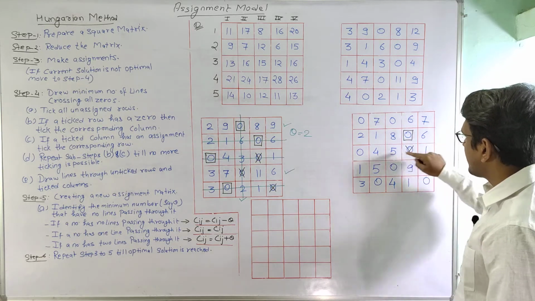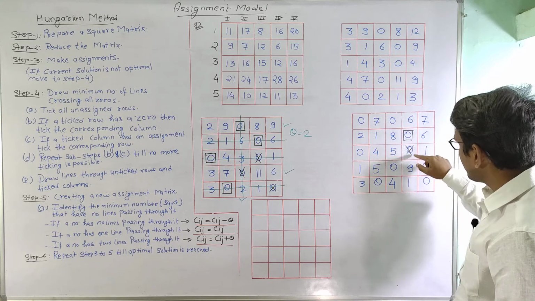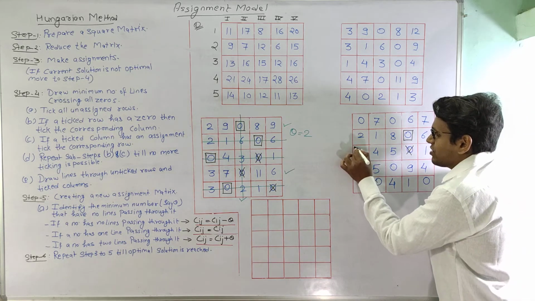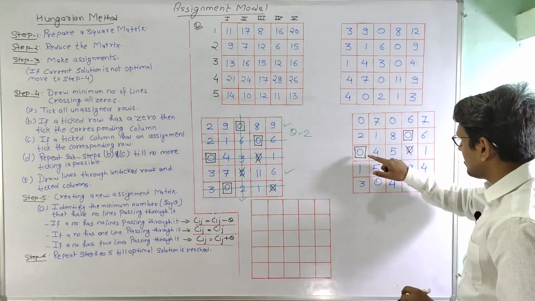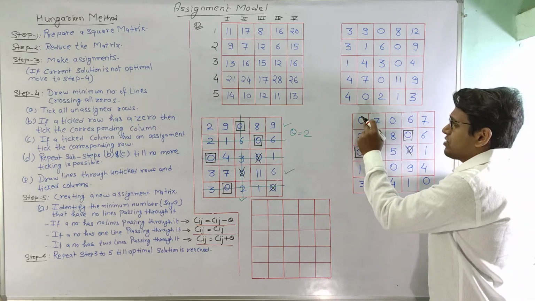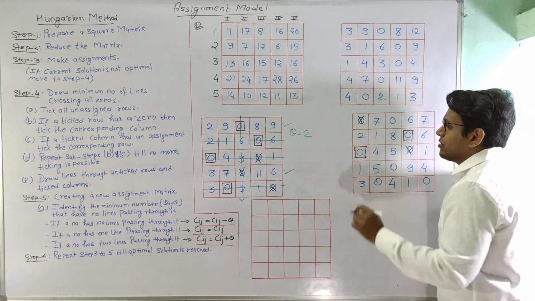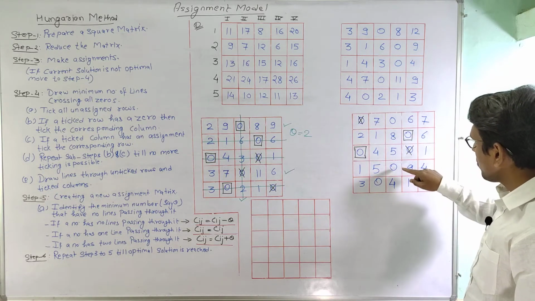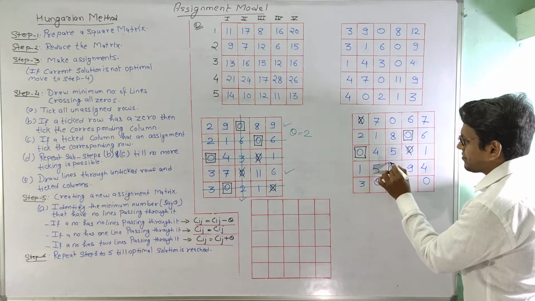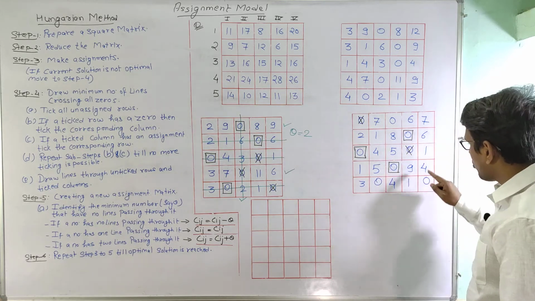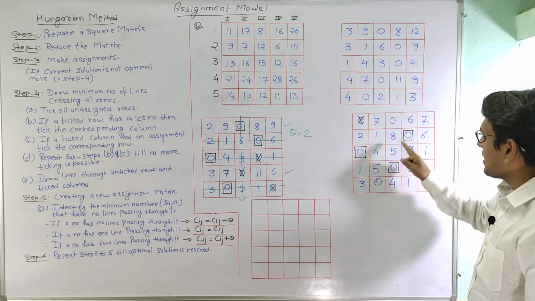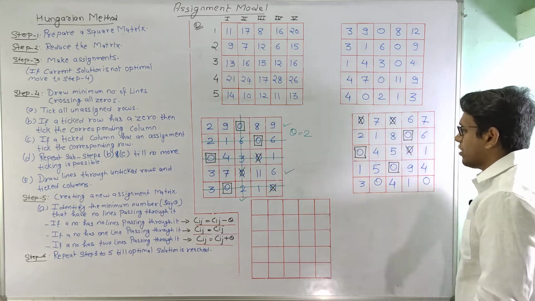Now moving on to row 3. In row 3 we have two zeros, but this 0 became ineligible, so it has only one assignable 0. So we will assign this 0 here, and once this 0 is assigned, no more assignment in this row and in this column is possible. So in this column there is another 0, so it has to be crossed out. Now moving on to row 4. In row 4 we have a single 0 present here, so we will allocate this, and after allocating this, no more allocation can be done in this row and no more allocation can be done in this column. So once this has been assigned, that means this 0 has to be crossed out.